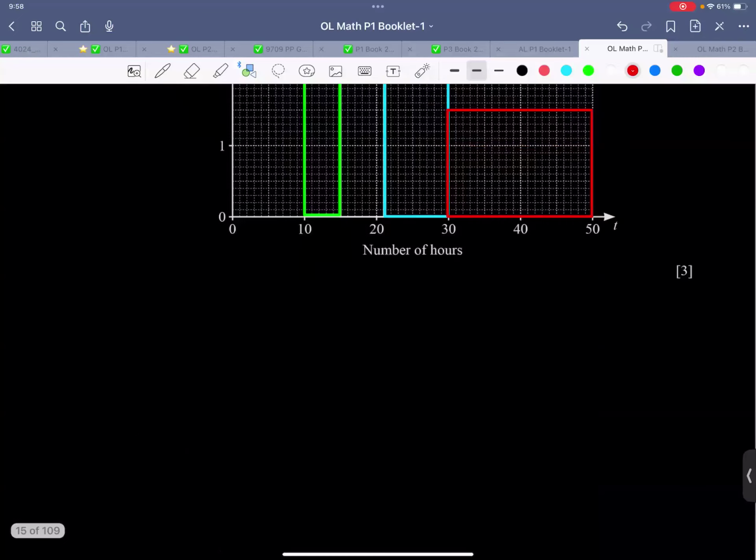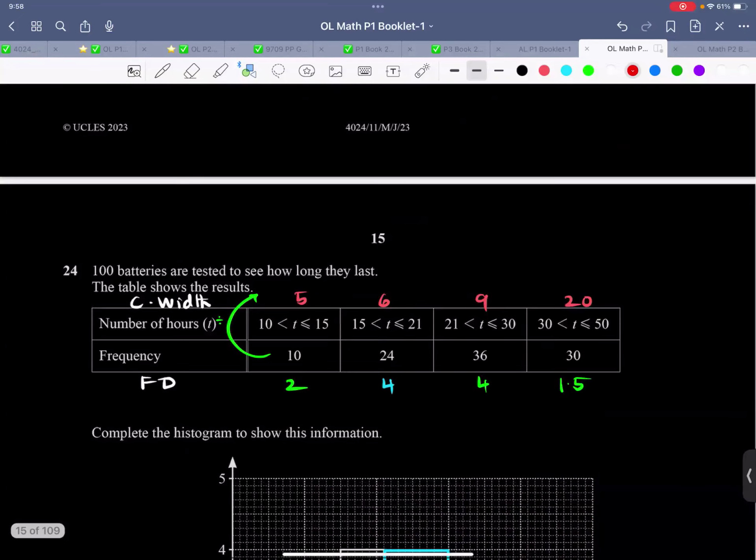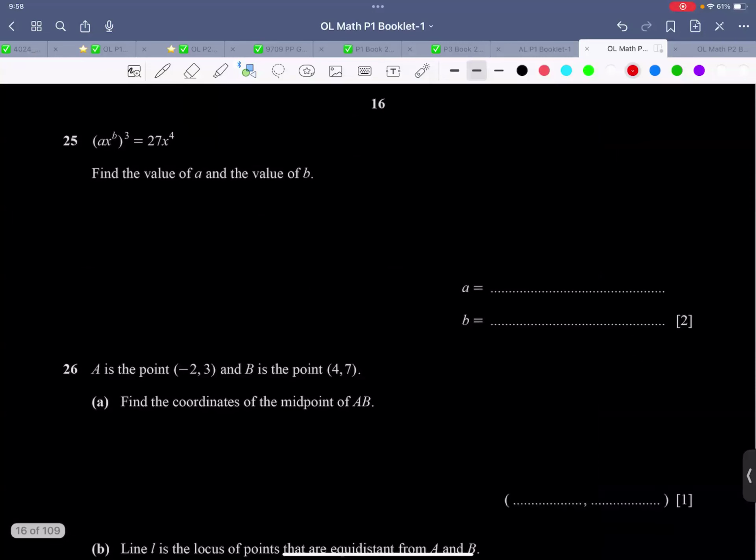And that's how it's completed. So how many marks for this? 3 marks, 1 mark for each part. So a little bit lesser marks, but it's okay.